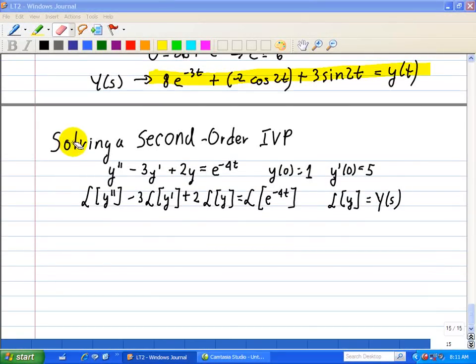Okay, let's solve the following second order initial value problem using the Laplace transform. So here we're given y double prime minus 3y prime plus 2y is equal to e to the minus 4t with initial conditions shown here for y and y prime.